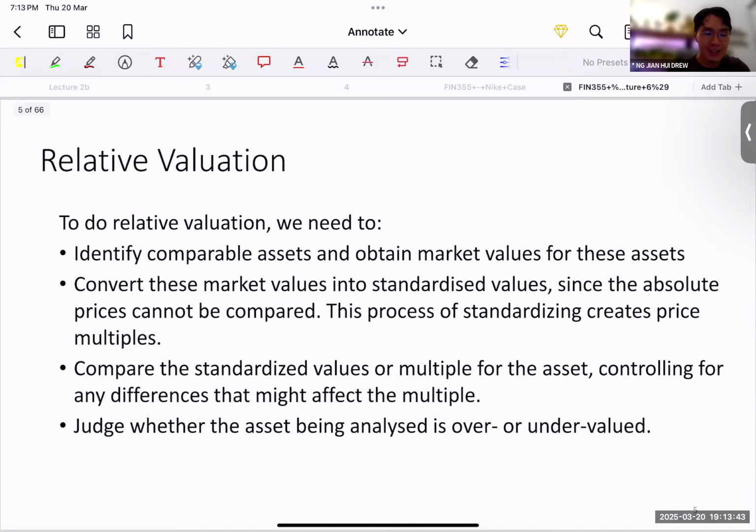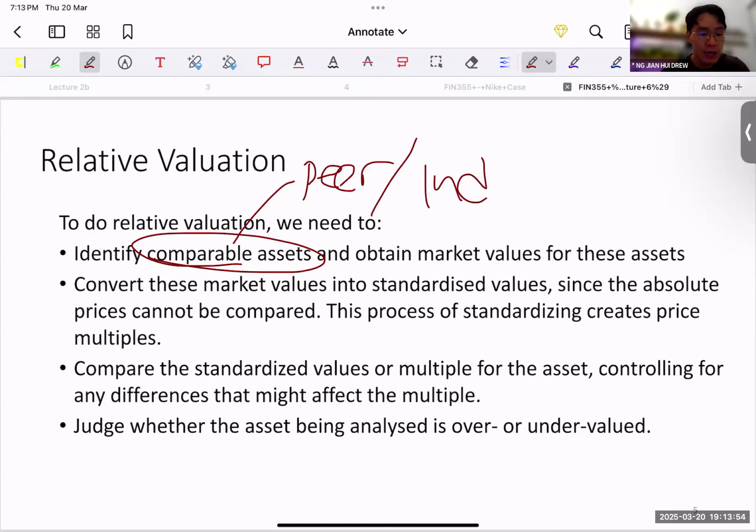Okay, let's do a few more slides of introduction of what relative valuation is. To do relative valuation, first we need to identify comparable assets. These can be like the peer group that we talked about. It can be an industry.